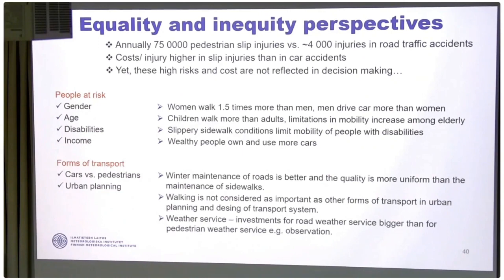So what are the equality and inequity issues? Gender: women walk 1.5 times more than men in Finland. Men drive more with cars. Children walk more than adults, for obvious reasons. And gradually, people get older, and if you have disabilities, you may not be able to move as much as you would like to. Income: wealthy people have more cars.